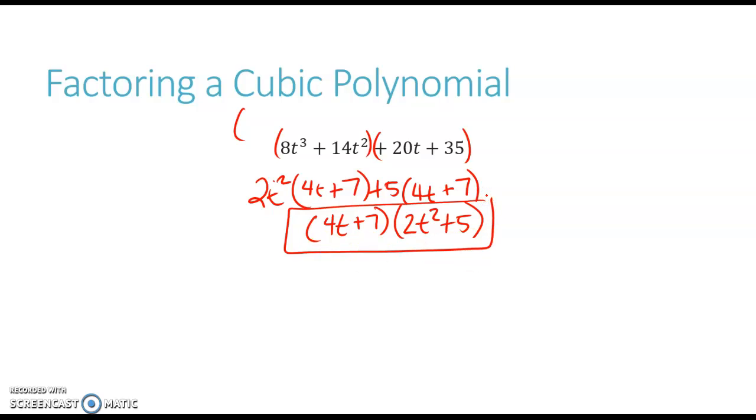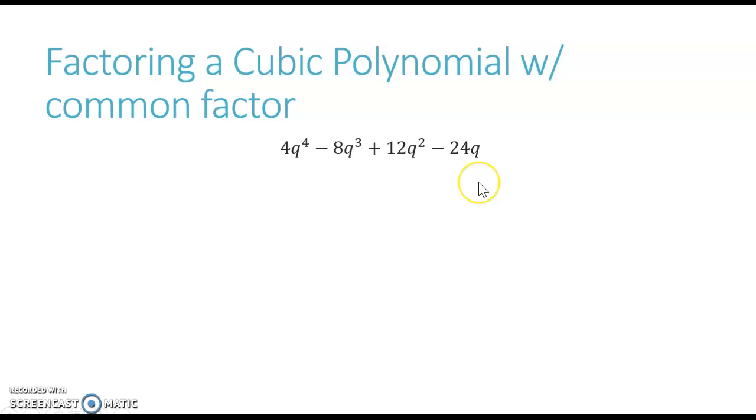Now, I have added one last example, and the reason I added this example is because sometimes we have a greatest common factor to take care of before we factor. So if you notice, the first clue here is the fact that we have a q with all 4 of them. So that means we can take a q out to the front. But also 4, 8, 12, 24, that means 4 can come out of all of them. So after I take a 4q out, then I'm left with q cubed minus 2q squared plus 3q minus 6.